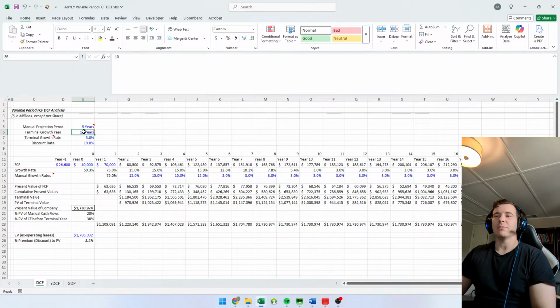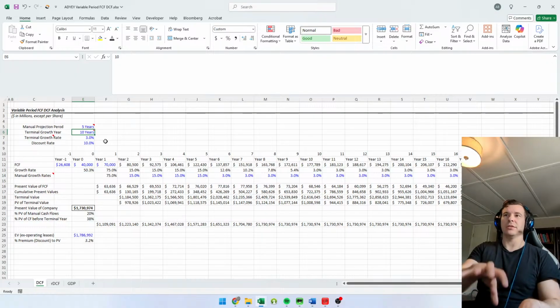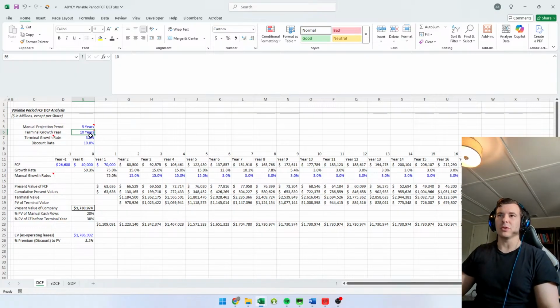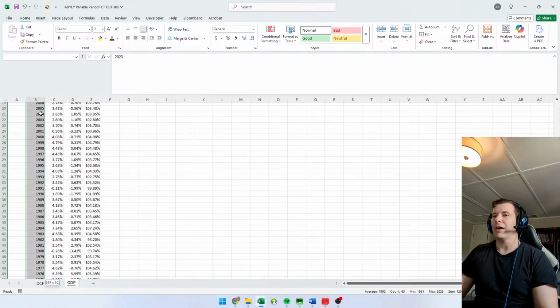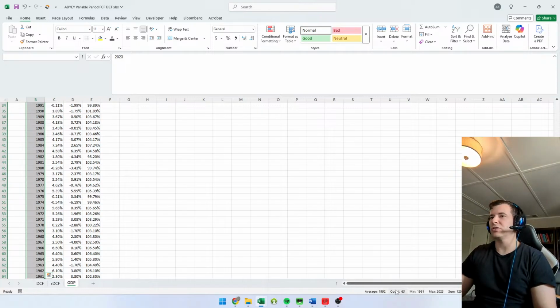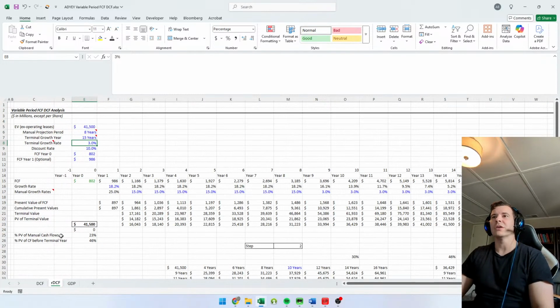But the reason I have it set up this way is you can vary not just the specific growth rates, but also when you want to be done projecting that higher level of growth and have it decline to some sort of terminal growth rate. And here, this is just US GDP growth over the last 63 years since 1961. If you look at it, you get an average of about 3%, a geometric mean of about 3%, and that just supports why we have a 3% terminal growth rate, but that's a variable. You can always change that.